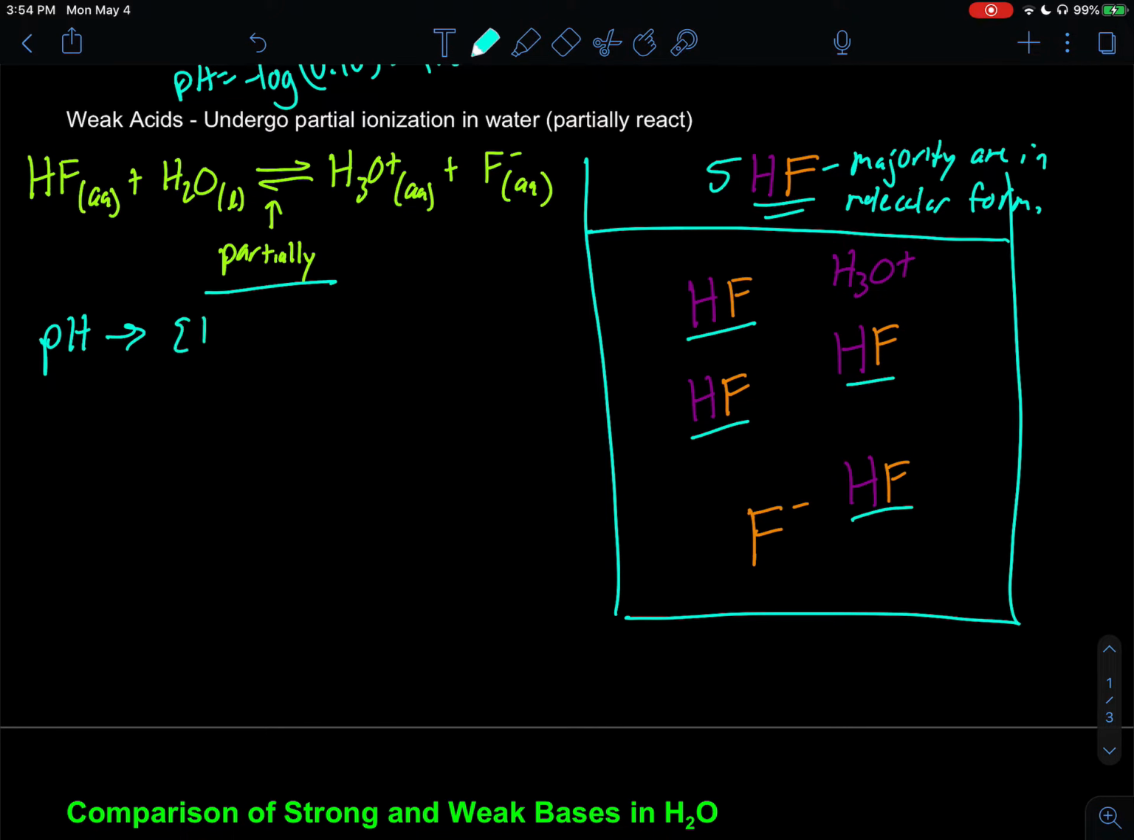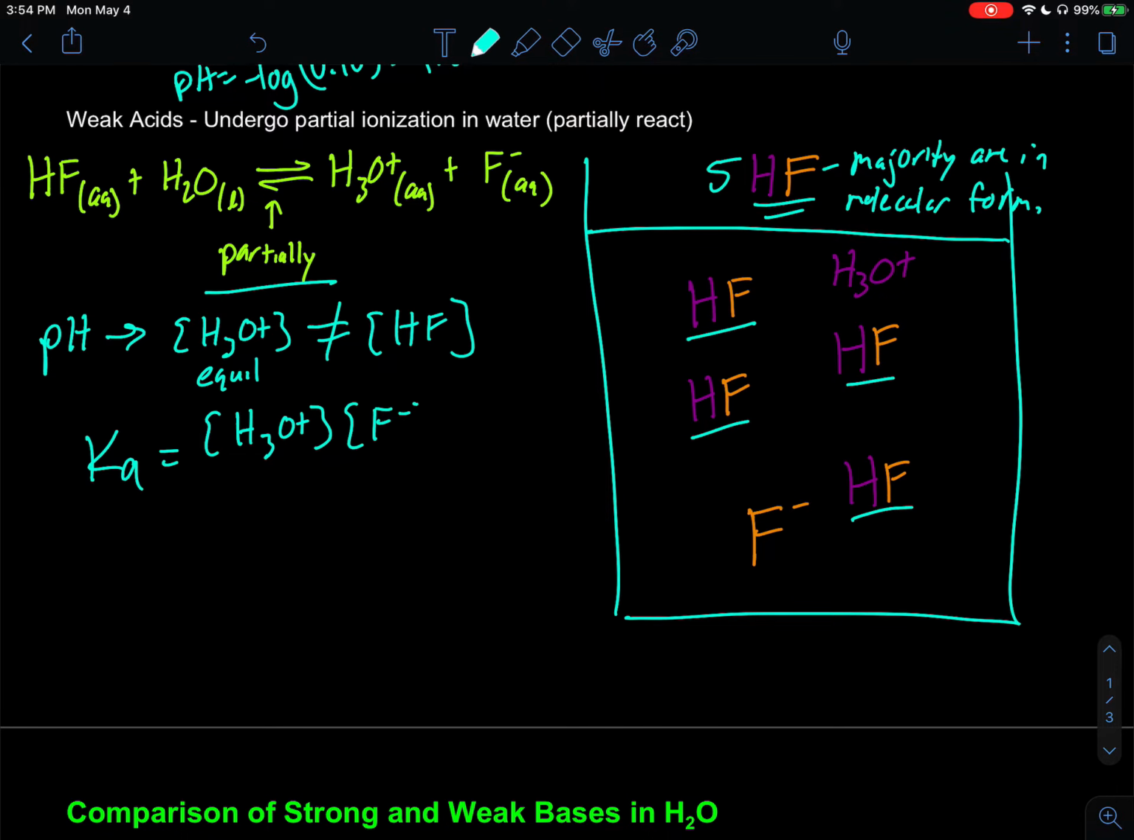That means that the concentration of H3O plus at equilibrium is not equal to the concentration of HF, because not every single HF molecule reacts with water to give us H3O plus and F minus. And so what that means is we need to think about this equilibrium constant. If we think of the Ka value specifically for this reaction, how does the equilibrium constant tell us about our original concentration and how it changes to how much of each of these are formed?